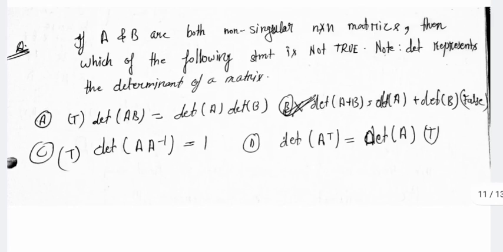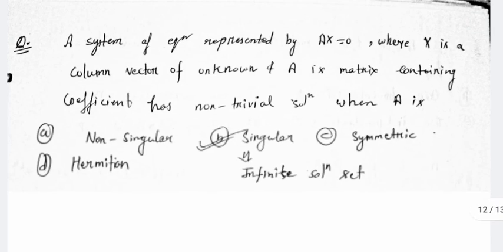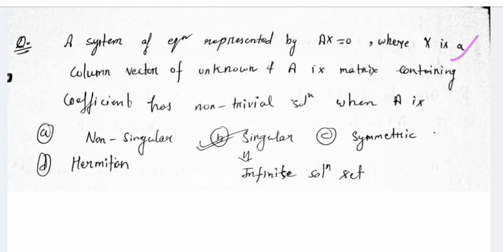Now come to the next question. The system of equations represented by Ax equal to 0, where x is the column vector of unknowns and A represents the matrix containing the coefficients, has a non-trivial solution when A is what? There are four options. Option A non-singular, option B singular, option C symmetric, and option D Hermitian. So the correct answer is option B, singular.